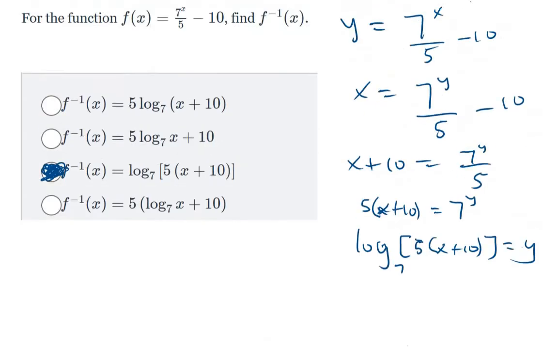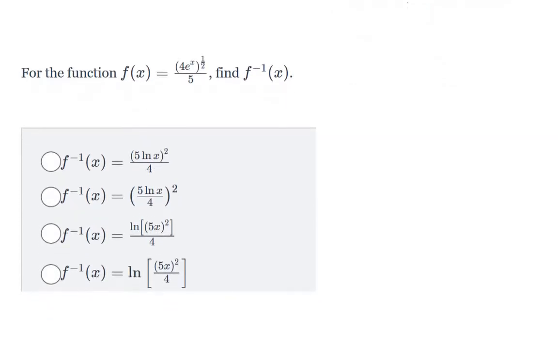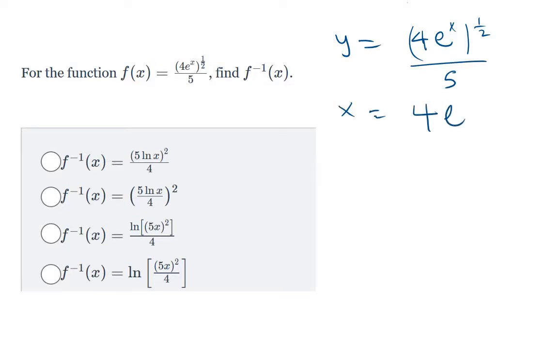Okay, this one involves e. This one is just like ordinary base. So you're basically going to do the same thing, right? As y equals 4e to the power of x to the power of 1/2, all divided by 5. Switch x and y. And then multiply both sides by 5 to get rid of the 5.